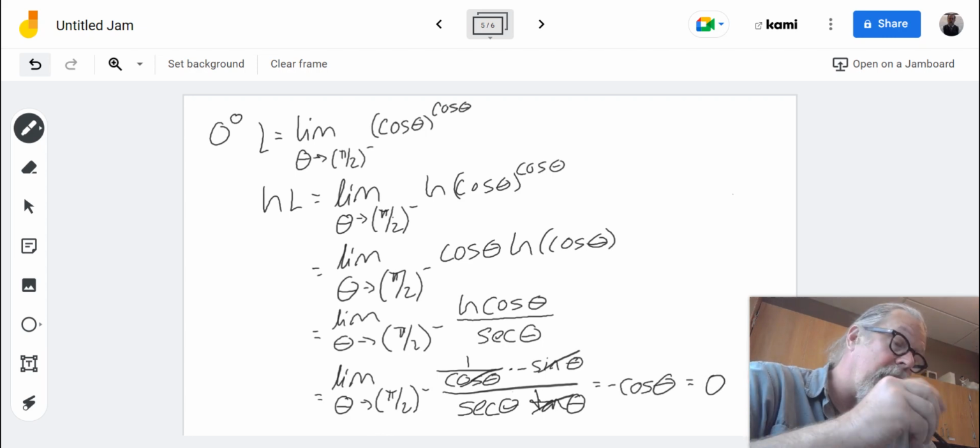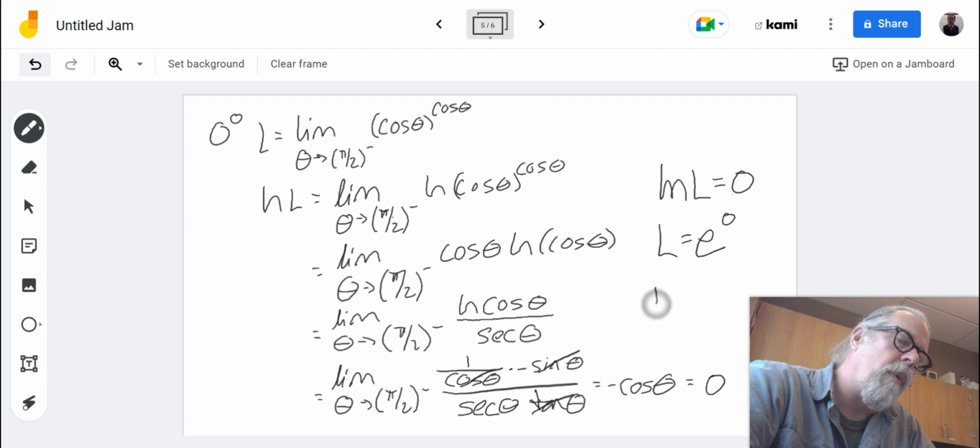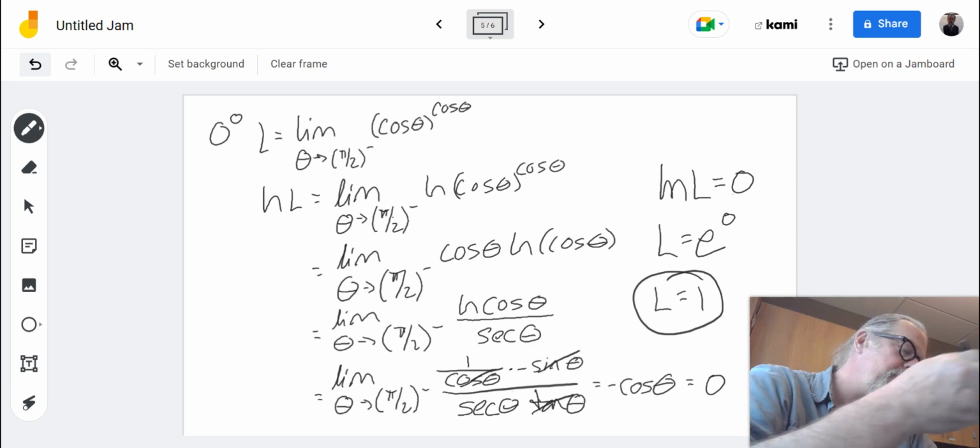And so sine over cosine is tangent, and what we get here is negative 1 over secant, which is negative cosine of theta, and of course that is in fact 0. Now again, careful. The natural log of my limit is 0, which means my limit is e to the 0, which means that this, in fact, has a limit of 1. If I were to graph cosine to the power of cosine, see what it does as I approach pi over 2 from the left, it in fact equals 1.